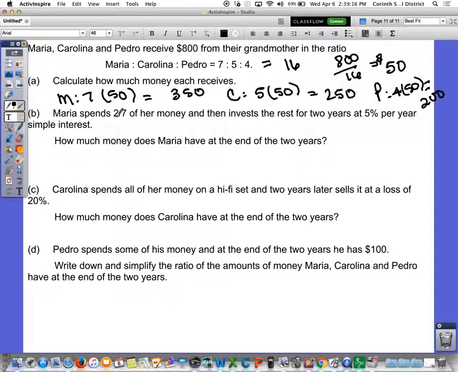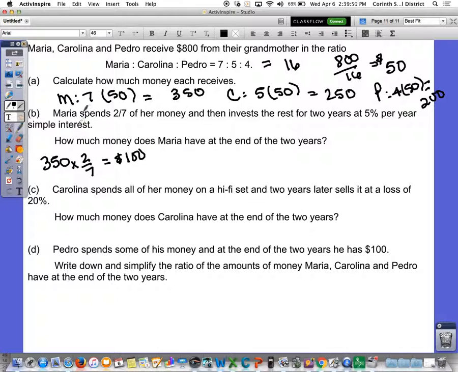Now, Maria spends 2/7 of her money and then invests the rest for 2 years at 5% simple interest. How much money does Maria have at the end of 2 years? Now, simple interest is something that we've done, but it's been a while, so I really want you to take note. So Maria has $350. I'm going to multiply that by 2/7. So that gives me $100 that she spends.